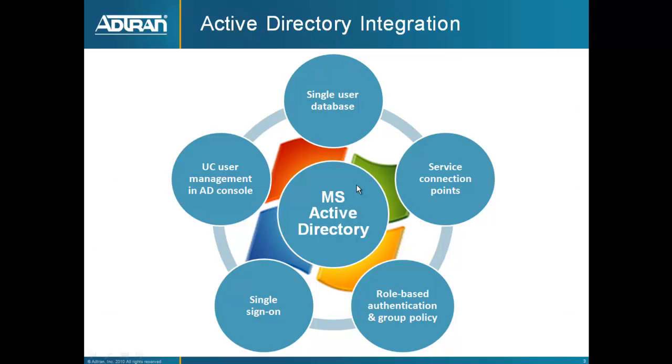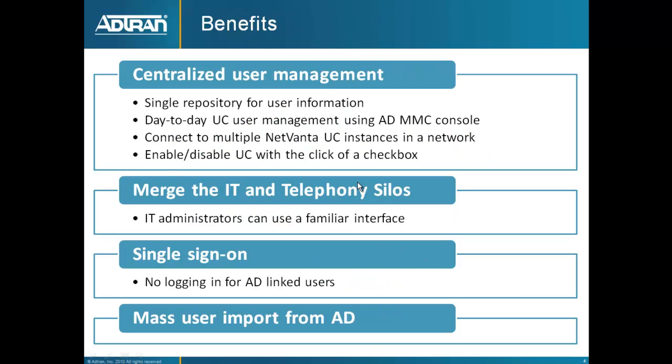I'm going to switch back to the presentation here and just cover a little bit about the benefits of using an Active Directory linked configuration with NetVanta UC. It's important to note that it's not required to integrate your system for every user with Active Directory. In other words, not every user in the system has to be Active Directory linked. You can have users that are locally managed, locally stored, and configured on the NetVanta UC box side by side with different users that are linked to users in Active Directory, and have a mix and match of both.